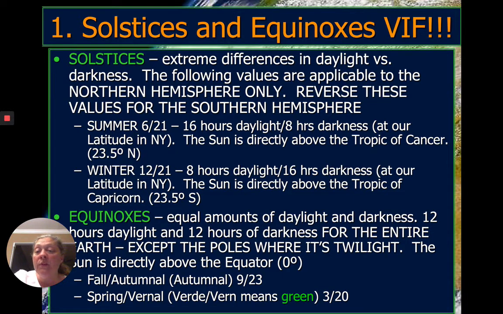On the winter solstice, which is approximately December 21st, it's the exact opposite. The sun is directly above the Tropic of Capricorn, which is 23.5 degrees south.